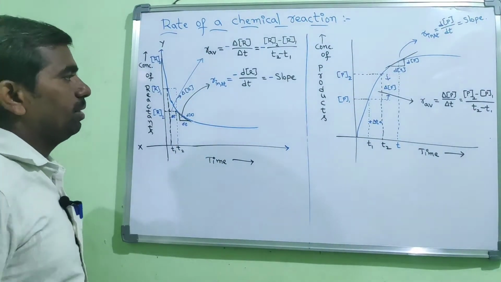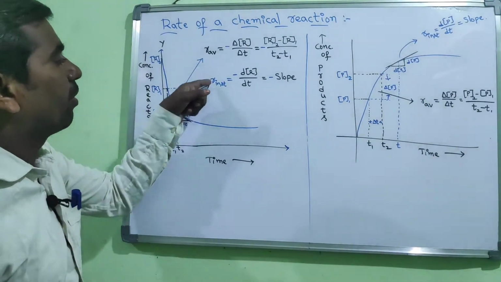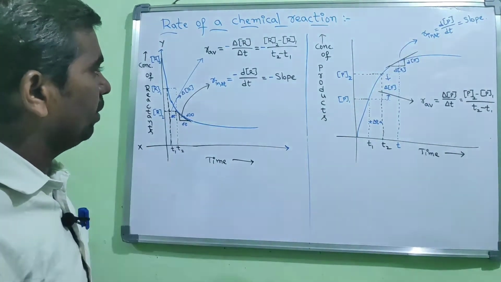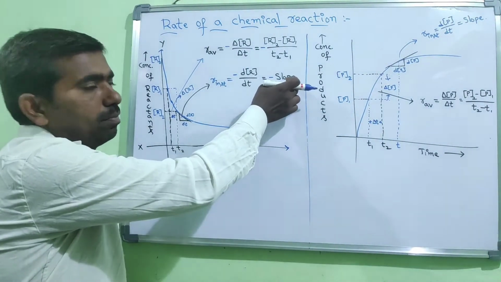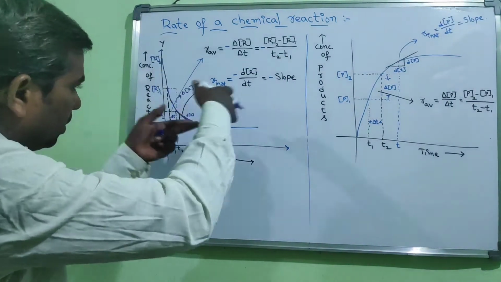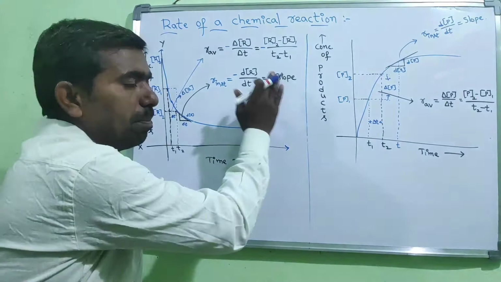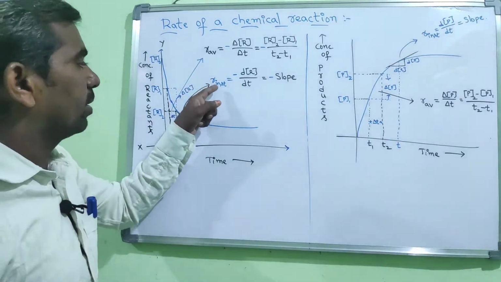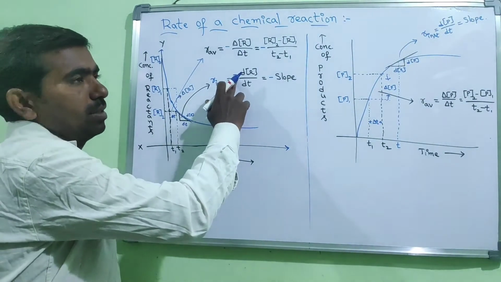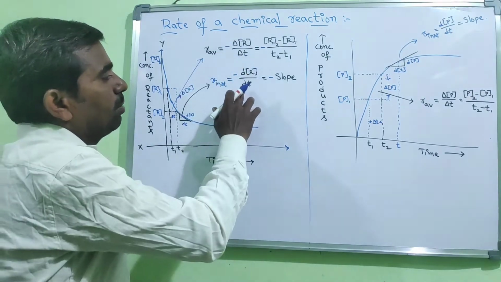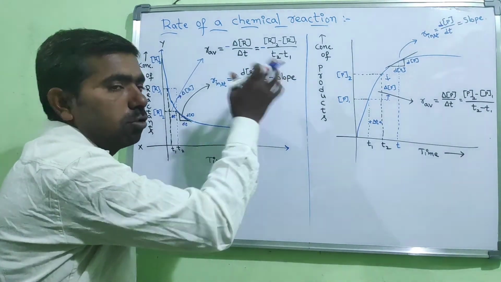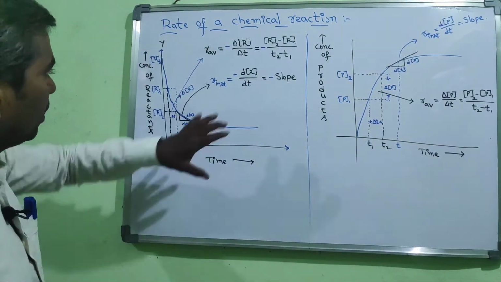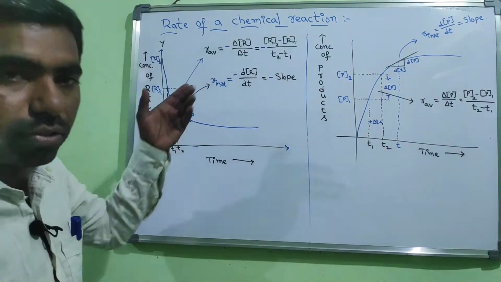Now the other one is the instantaneous rate of a chemical reaction. It can be calculated by the determination of slope. When the slope is calculated for this curved line, that slope equals the instantaneous rate of a chemical reaction. So R instantaneous equals minus difference in concentration of R divided by difference in the time, that is equals minus slope. That is about the average rate and instantaneous rate in terms of change in the concentrations of reactants.